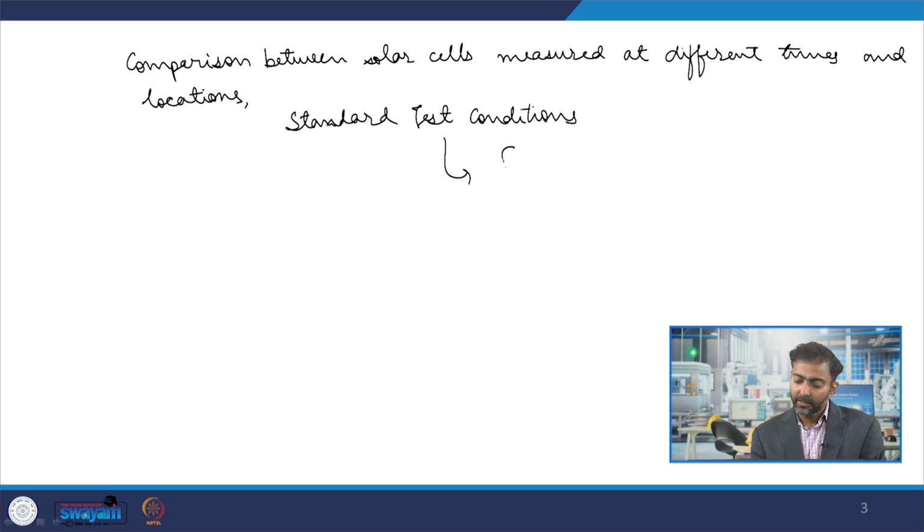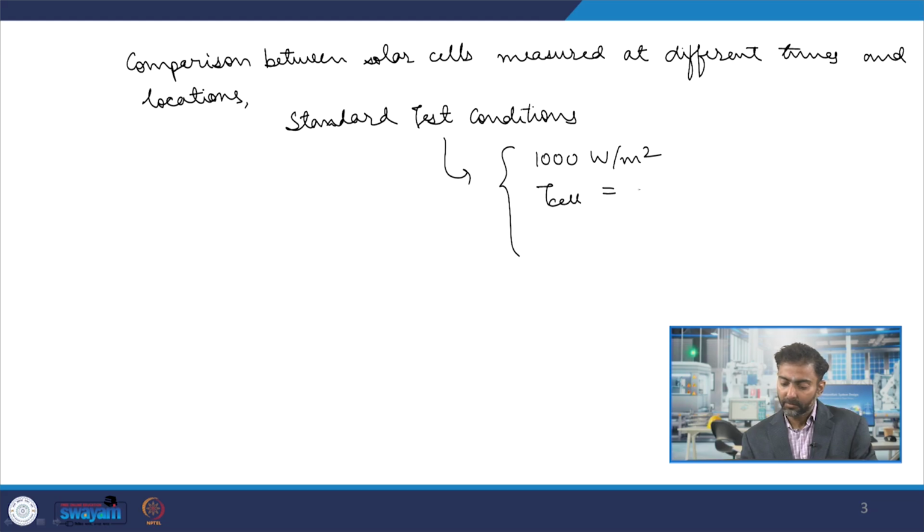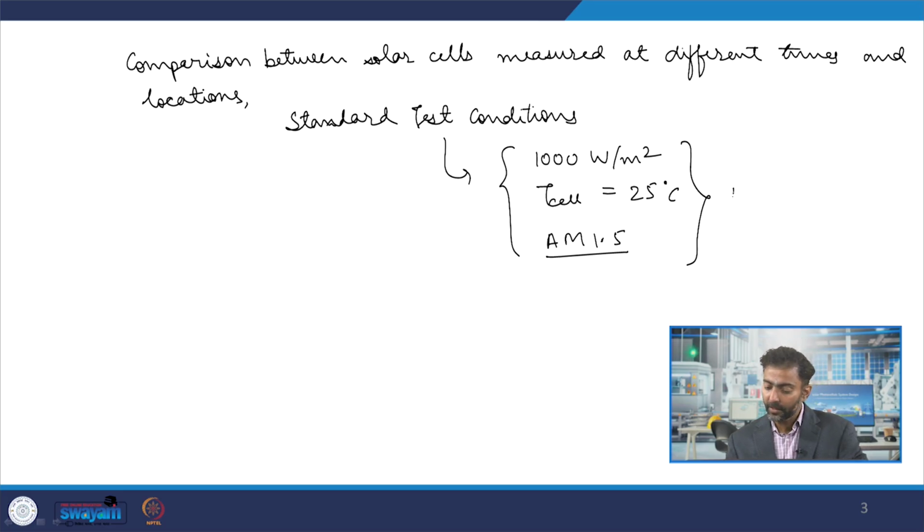And these standard test conditions are 3 in number. One is that the radiation intensity should be 1000 watt per meter square. Another is that the solar cell temperature should be equal to 25 degrees Celsius. And third is that the spectrum should be AM 1.5. So, AM 1.5 gives us the reference spectral breakup, which would constitute the standard or the reference spectrum. So, if any solar cell is operating under these conditions, then the output which we get, that we define as the rated output.